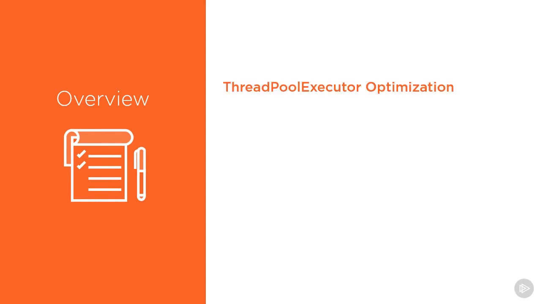We'll start with a discussion of thread pools. We'll talk about how to size them and how to configure the work queue. Then we'll discuss a different type of thread pool called the fork join pool. We'll examine its properties, its use cases, and its advantages.